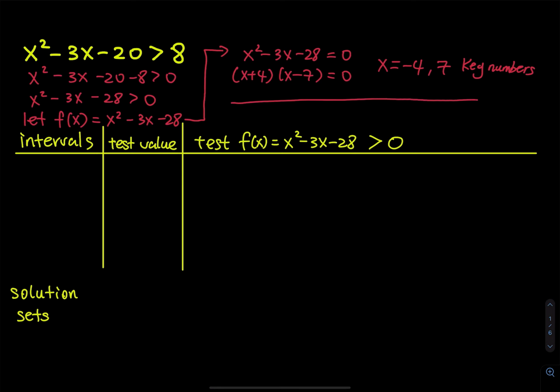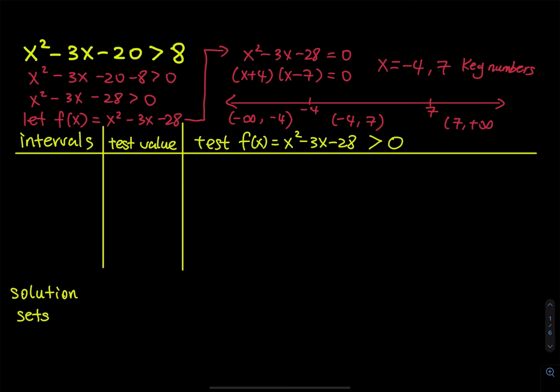So let's draw a number line. This is my number line, and we have a negative 4 and a positive 7. So we have one line and two key numbers. We just divide the line into three intervals. The first one is from negative infinity to negative 4, then from negative 4 to positive 7, and then from positive 7 to positive infinity. The next step is we have to test each interval. So let's write this down: negative infinity to negative 4, negative 4 to positive 7, and positive 7 to positive infinity.